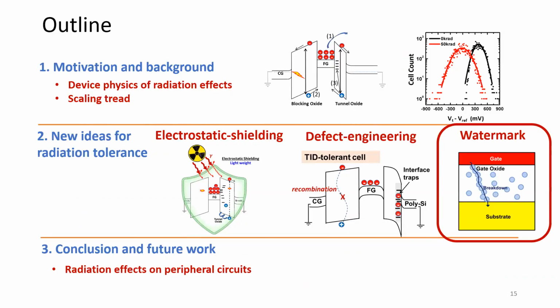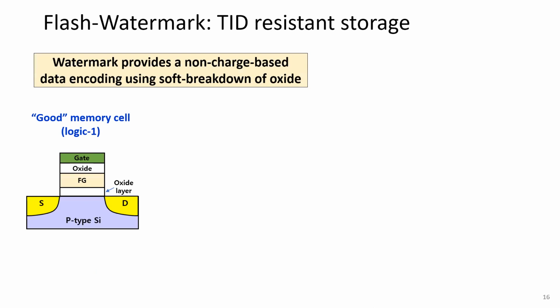Okay, so this brings us to the last part of my talk, which is the watermark. The main reason why flash is vulnerable to radiation is its stored charge, the charge-based memory. If you can store information without involving any charge, then it will be much more tolerant to radiation. That's the key idea. We have a flash cell with a transistor, and based on the oxide property, if we can store information, that will be more radiation tolerant.